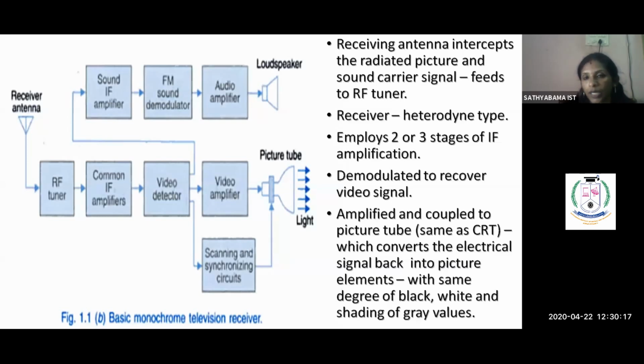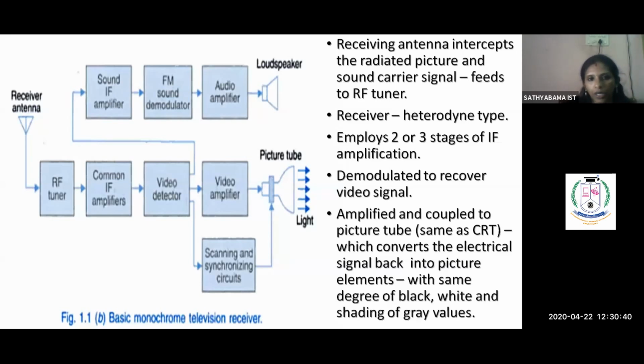Therefore, in your transmitter section, we have used the frequency modulator, and in your receiver section, we are using a frequency demodulator. The signal amplified by the sound IF amplifier is given to your FM sound demodulator. Then it is sent to your audio amplifier, and the output is received by means of your loudspeaker.